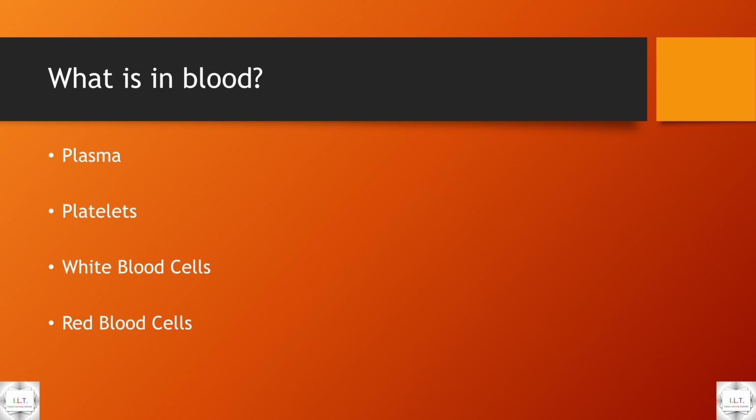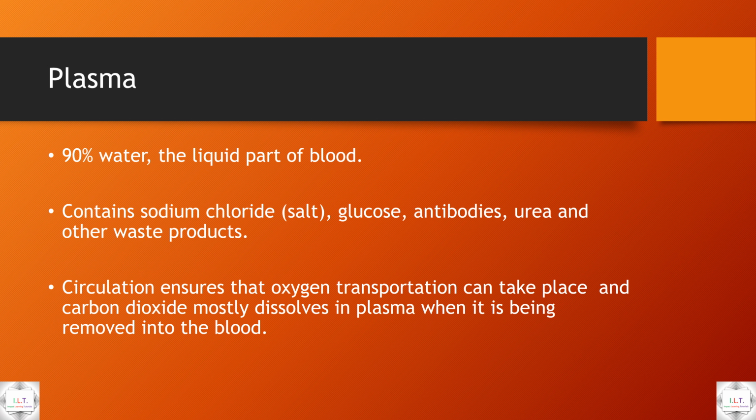So these are the main components of blood, and in the next parts of the video you're going to see these explained in a little bit more detail. So within blood there is plasma, platelets, white blood cells and red blood cells.